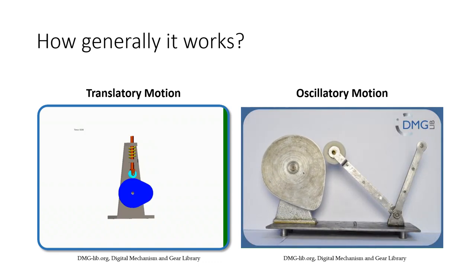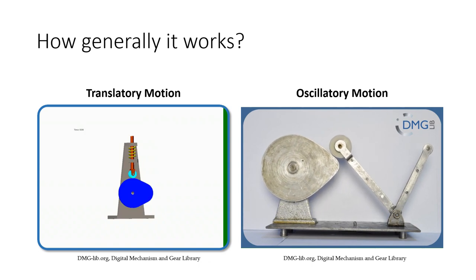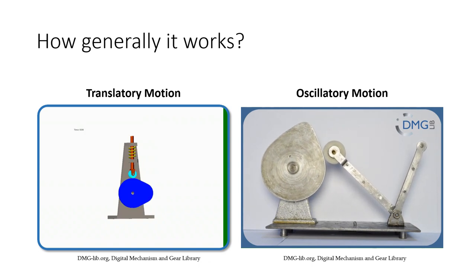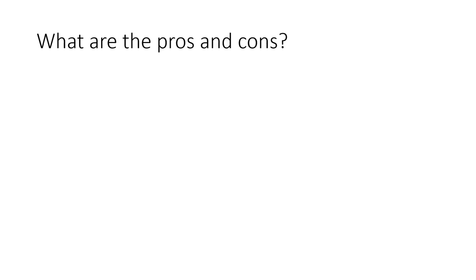And you can also observe that there is this additional attachment with the follower, which allows you to have some further transformation done on the oscillatory motion. So generally, the cam follower mechanisms may have these two possibilities, and it depends on the nature of the machine that you're designing to decide what kind of action you would design or implement. And now it is important to identify what are the pros and cons associated with cam follower mechanisms.